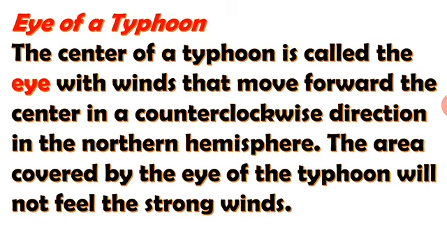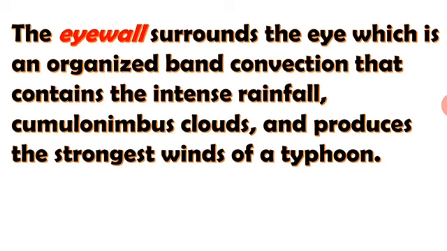The eye of the typhoon is the center of the typhoon. The winds move toward the center in a counterclockwise direction in the northern hemisphere. The area covered by the eye of the typhoon will not feel the strong winds, but the lining of the eye is the area where they can feel intense rainfall, cumulonimbus clouds, and the strongest winds of a typhoon.